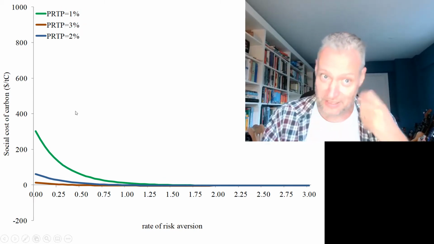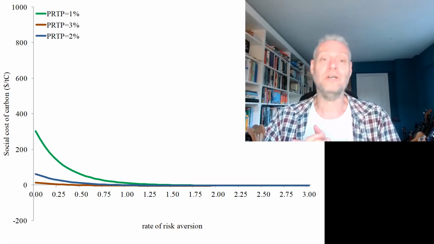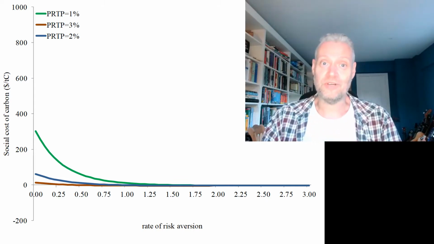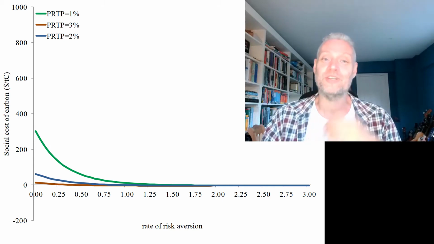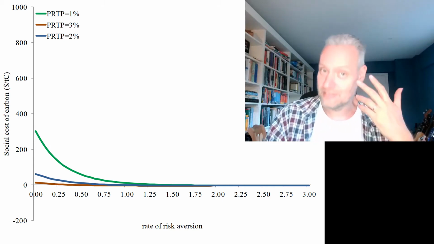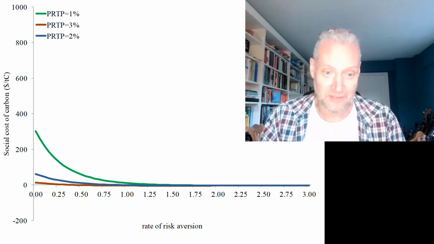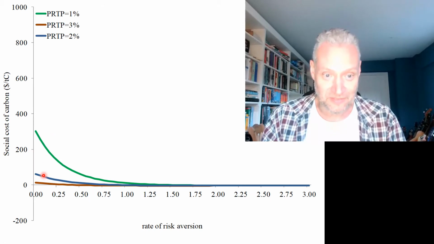The first thing that you notice is that the green curve lies above the blue curve, lies above the brown curve. That is, the lower the pure rate of time preference, the more we care about the future, the greater the social cost of carbon. That is what you see here.